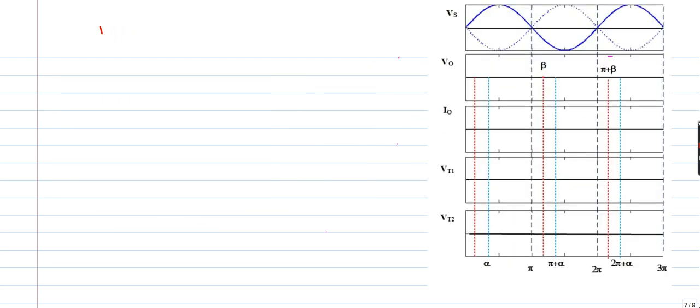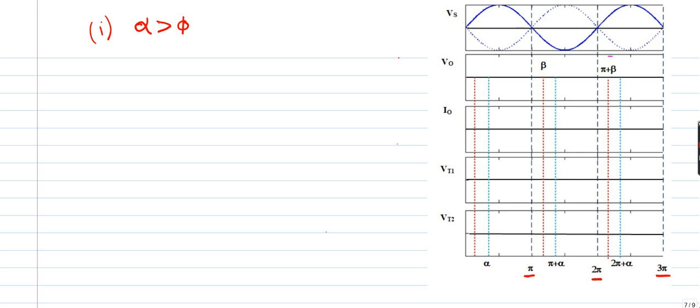So we'll see first, when the firing angle is greater than the phase angle. Consider a source voltage. Based upon the zero crossings, triggerings and extinction angles, we can decide the modes of operation for one complete cycle. For that, first indicate the zero crossings. Pi, 2 pi, 3 pi are the zero crossings of the source voltage. These are indicated with dark black lines in this figure.